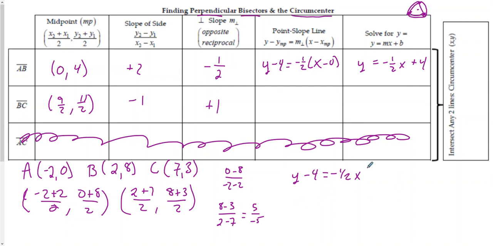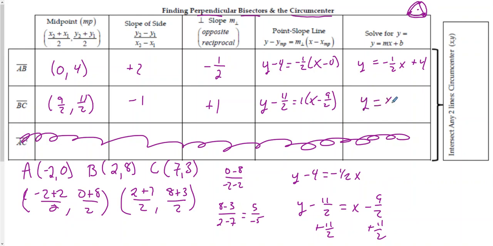The second equation, we'll do y minus 11 halves is equal to 1 times x minus 9 halves. So if we distribute that 1, we get y minus 11 halves equal to x minus 9 halves. If we add 11 halves to both, that gets us to a nice 2 halves, which is a nice 1. So we'll say y equals x plus 1.